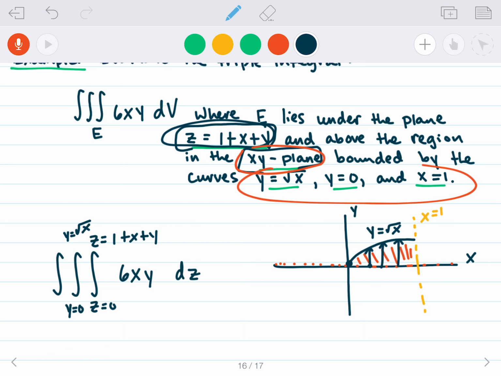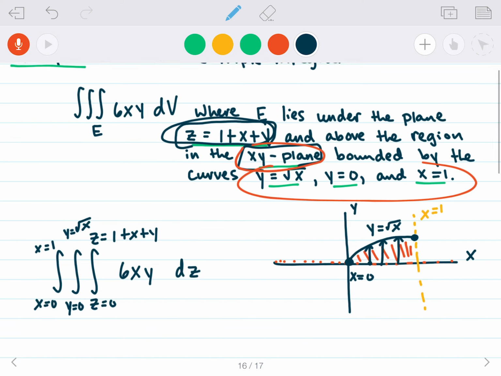And then for my x values, I'm going to start here at x equals 0. And then right here, I'm going to end at x equals 1. That's where the curve is going to intersect that right bound. So we're going from x equals 0 to x equals 1. And now we can go ahead and figure out what this integral is.